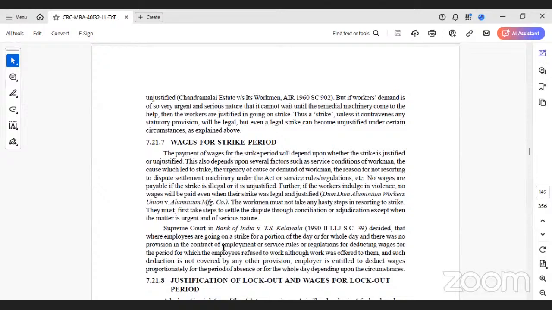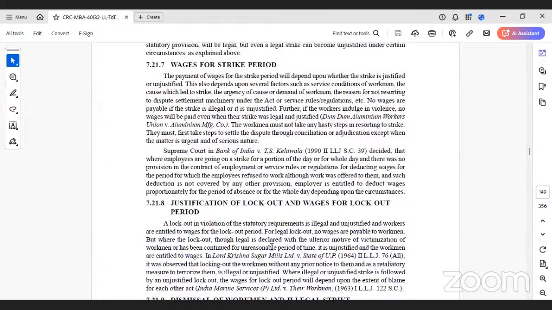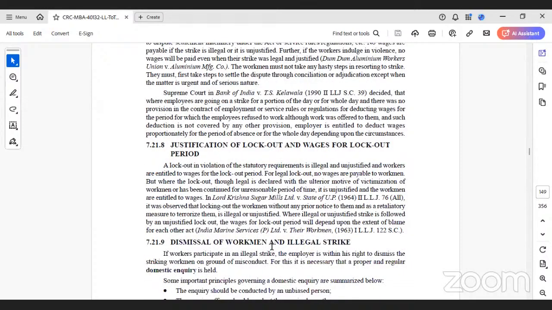No wages are payable if the strike is illegal and it is unjustified. And if the worker is indulging in any violence, no wages will be paid even when the strike is legal or justified. And now, justification of lockouts and wages for the lockout period.